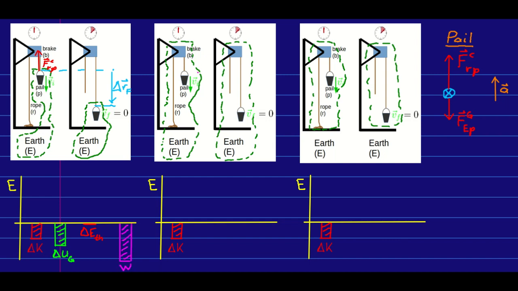Now let's look at what happens when I do all the same things, but this time the break is included in the system. Well, the pail and the Earth are still included in the system, and so the gravitational potential energy has to come out the same way.